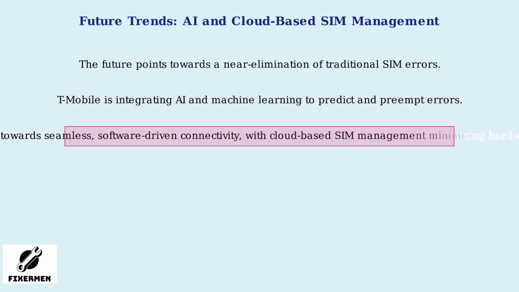The move toward cloud-based SIM management ensures seamless connectivity. Over 90% of T-Mobile's ecosystem is expected to rely on this by 2028, minimizing hardware failures through embedded SIMs and satellite-backed authentication. This software-driven approach creates more reliable connections.